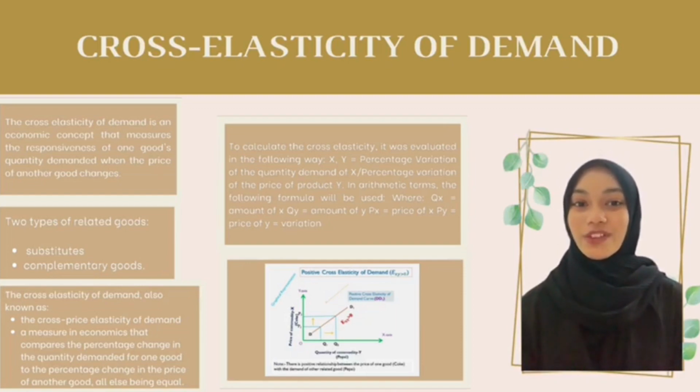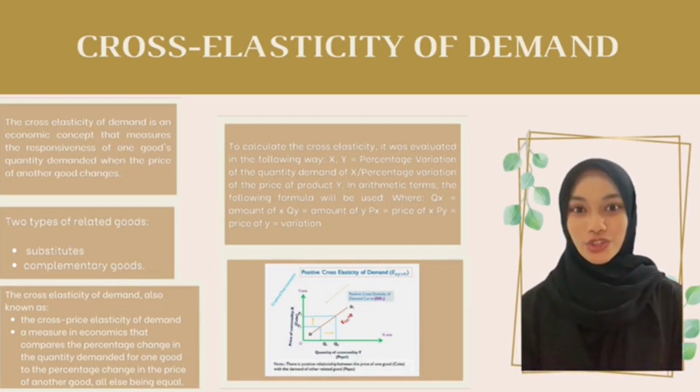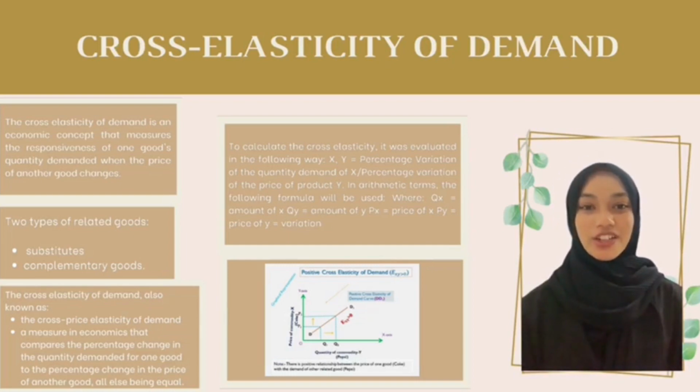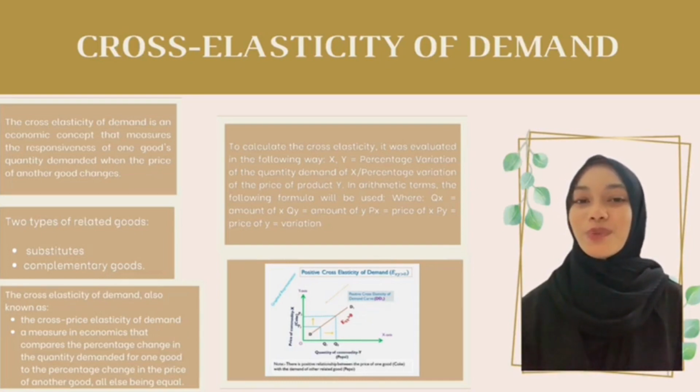There are 2 types of related goods, substitutes and complement goods. The coefficient of cross elasticity is 0 if the 2 goods are unrelated. Calculation of cross elasticity is evaluated the following way: Exy equals percentage variation of the quantity demanded of x over percentage variation of the price of product y. In arithmetic terms, the following formula will be used, where Qx equals amount of x, Qy amount of y, Px price of x, Py price of y.